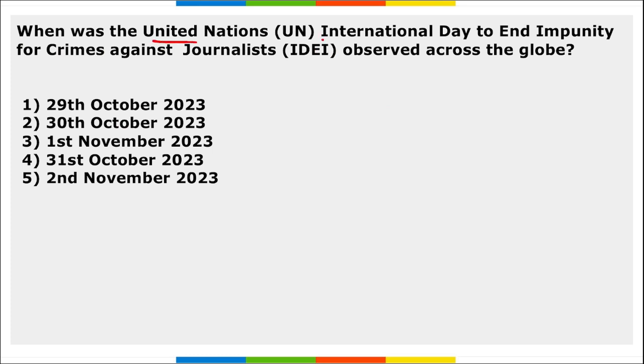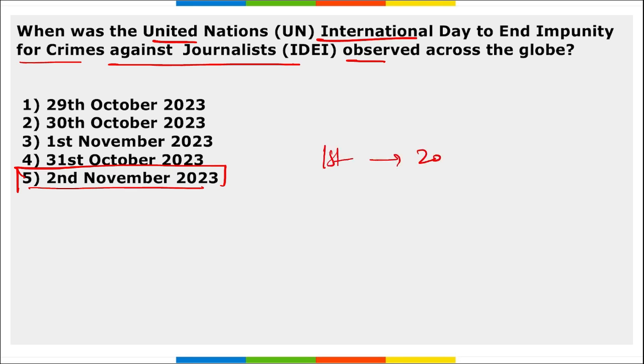Next, when was UN International Day to End Impunity for Crimes Against Journalists observed? So it was observed on 2nd of November 2023. Correct? And mark this, that is 2nd of November 2023. First ever this day was observed in 2014.